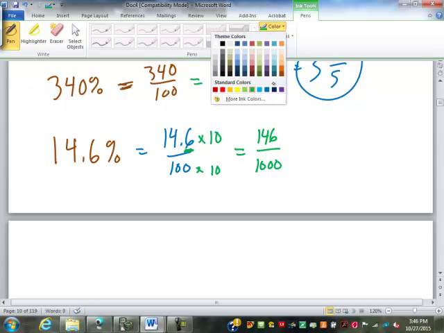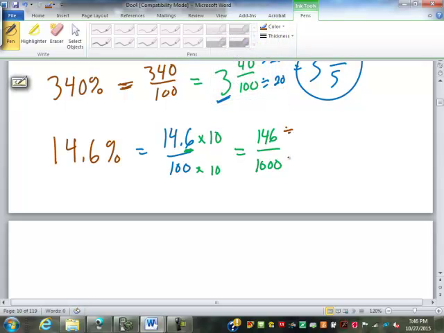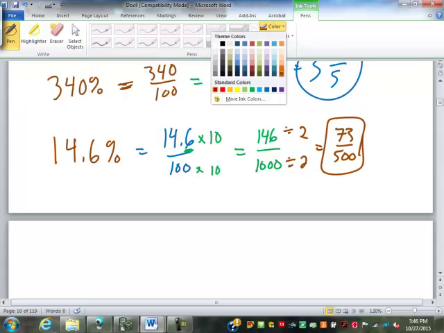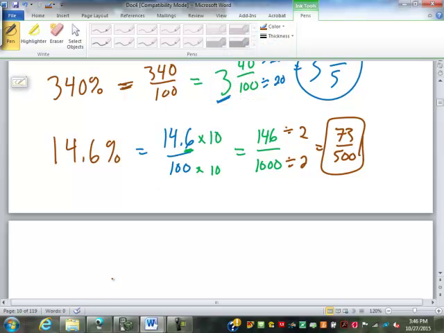Now that can be reduced by 2. Give us 73 over 500. Can we reduce that any further? So what can 73 be divided by? The answer is nothing. There you go. So 14.6% reduces to 73 out of 500.